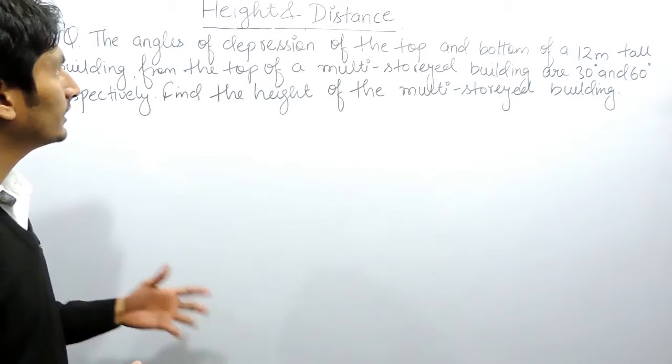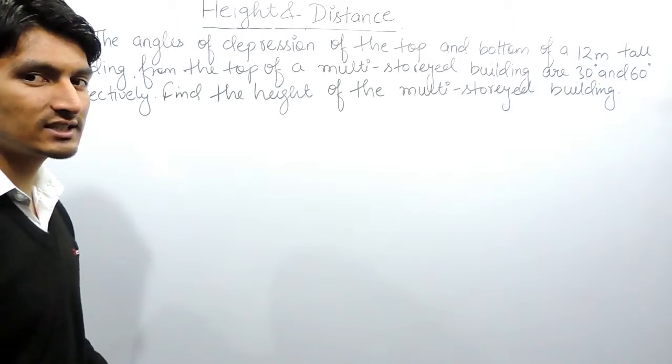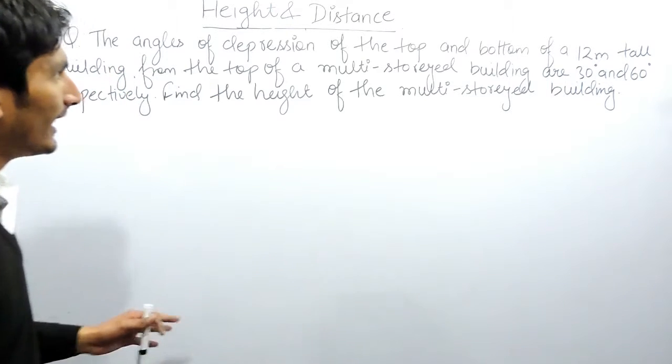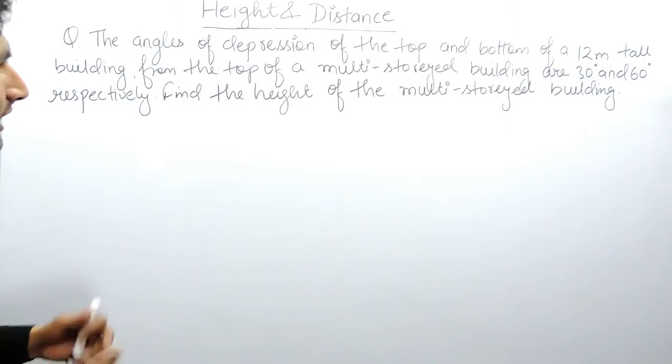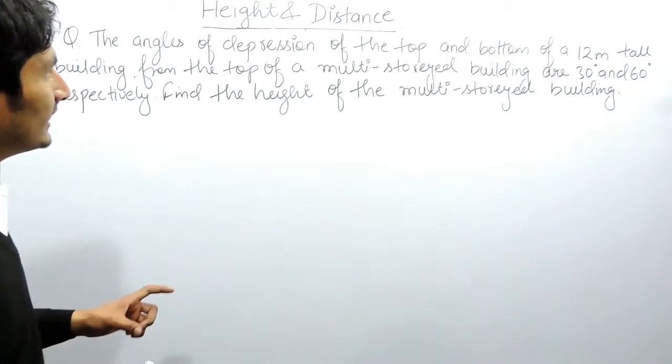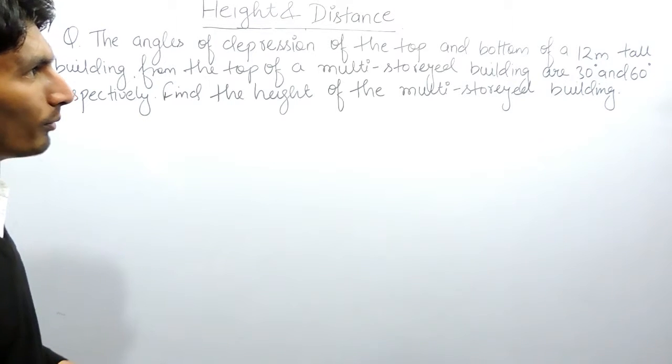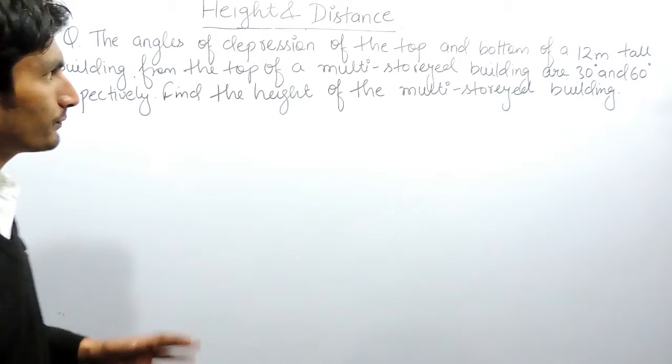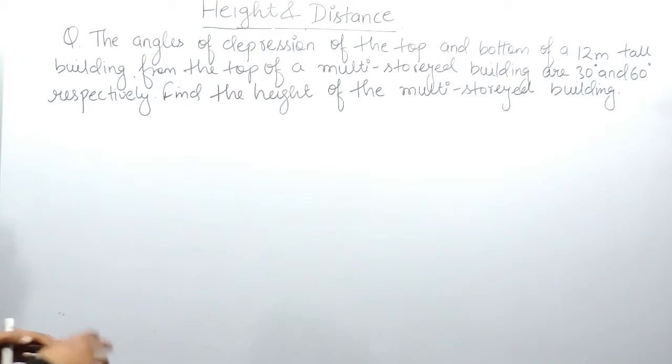Another type of question that may be asked from height and distance in your SA2. This question is again based on two triangles, but here those two triangles will be formed on two different buildings. Now let's start with this question.